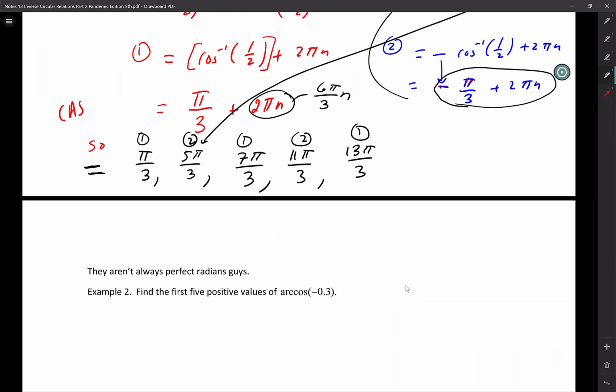I got the 11 pi over 3 and the 13 pi over 3 from equation 2 and equation 1 by just increasing the n there, which really, remember, these are solutions coming from those equations. So I just keep adding 2 pi to the previous answers that I had. And then there it is in order from smallest to largest.